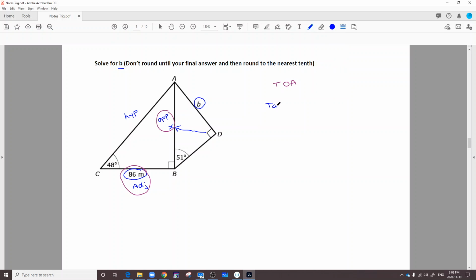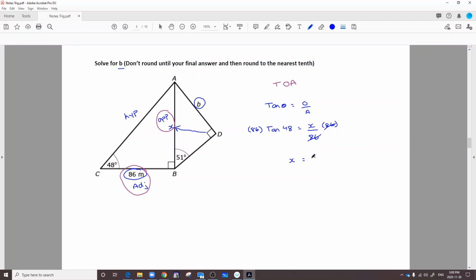I'm going to say the tan of any angle is equal to the ratio of the opposite side to the adjacent side. So the tan of 48 degrees is equal to the ratio of opposite, which is x, to the adjacent, which is 86. To solve for x, I'm going to solve algebraically. I'm figuring out what value, when divided by 86, will give me this tan 48 ratio. So I'm going to times both sides by 86, and I end up with x is equal to 86 times the tan of 48.